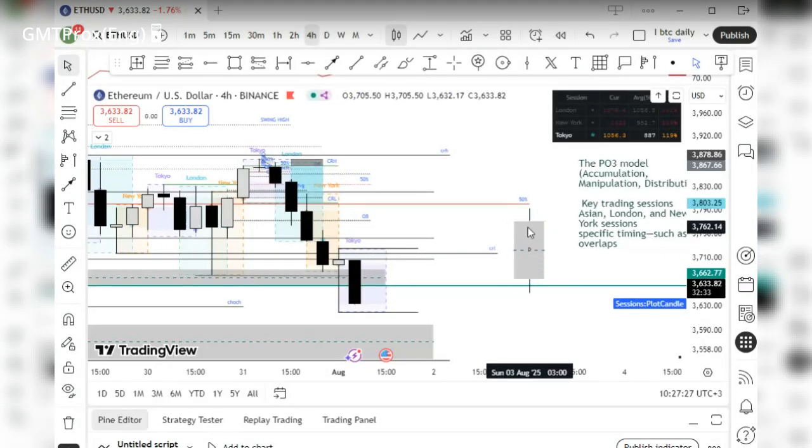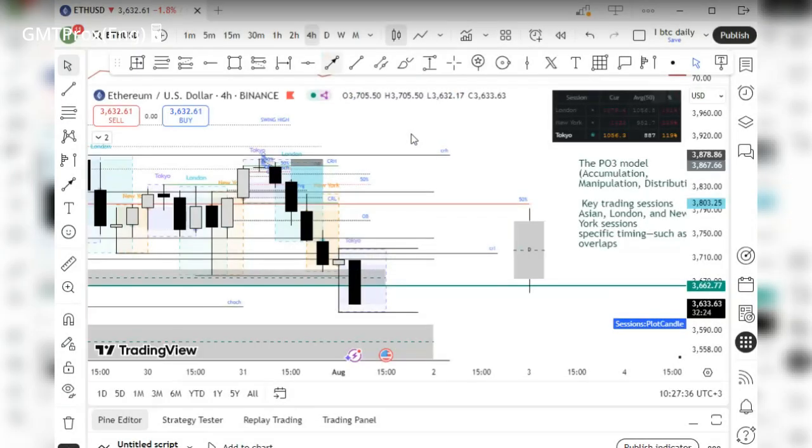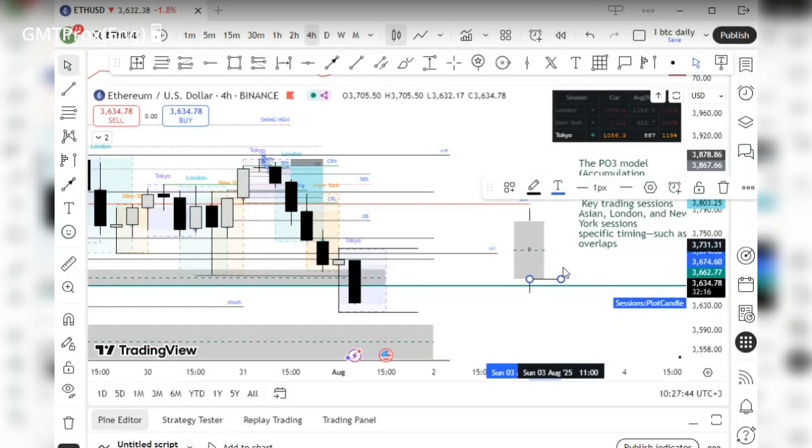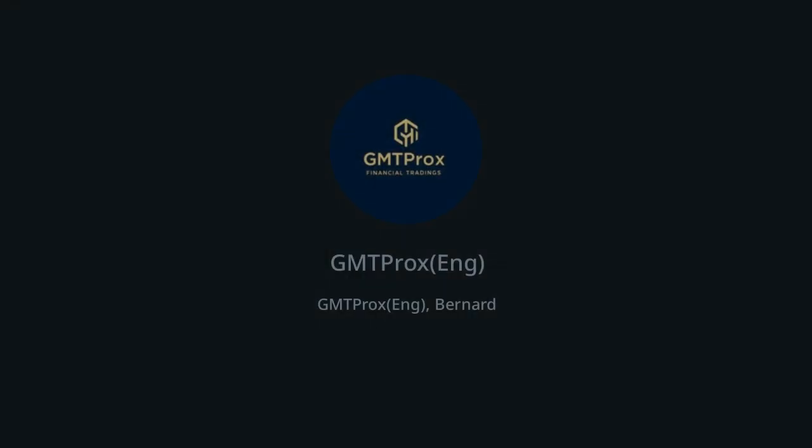Now, we are looking for what? We want to identify the range. So this is where the market started. The market started from this point, ladies and gentlemen. Now, we're going to name this as our opening price. This is the opening price of the market.